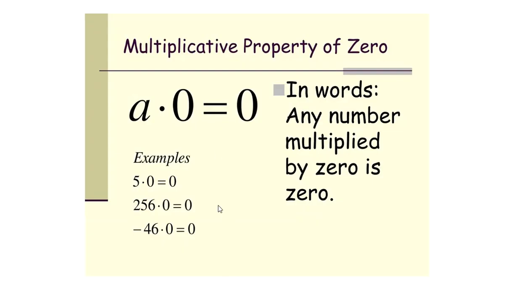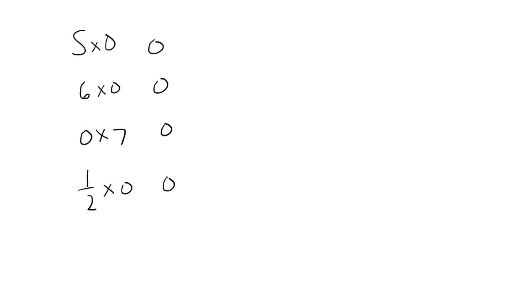Okay, and then the last property we need to talk about is the multiplicative property of 0. And basically, this property says any number multiplied by 0 is 0. Okay, and let's talk about 0 for just a second. When you multiply by 0, your answer always ends up being a 0. So 5 times 0 is 0. 6 times 0 is 0. 0 times 7 is 0. 1/2 times 0 is 0. So anytime you multiply any number by 0, your answer is 0.